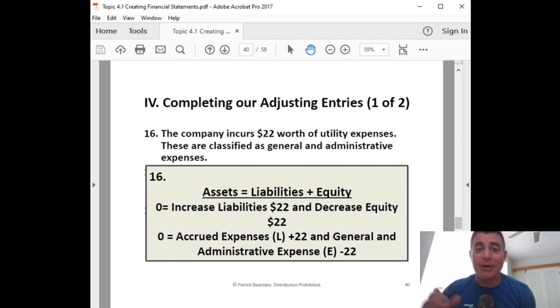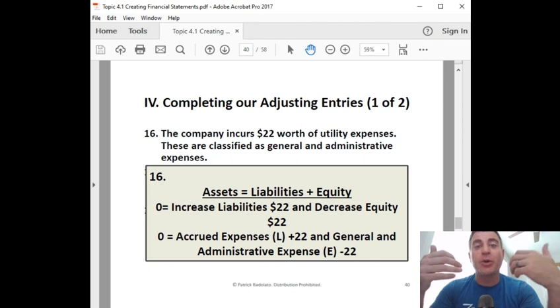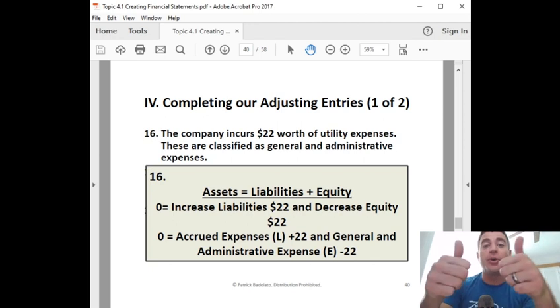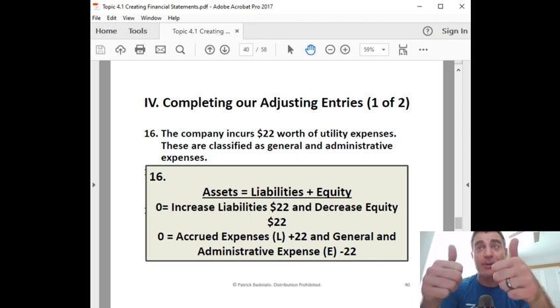Utilities expense are a good idea, right? We haven't paid the bill yet. We may have received the bill, and therefore we know that the utilities have been incurred even though we haven't paid them yet. So what do we do here? Let's say we now realize that for the period, whatever it is, we have utilities expense. I need to increase a liability to represent that.